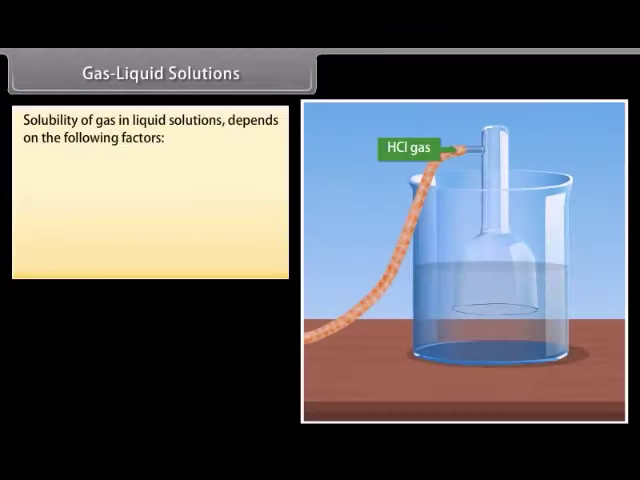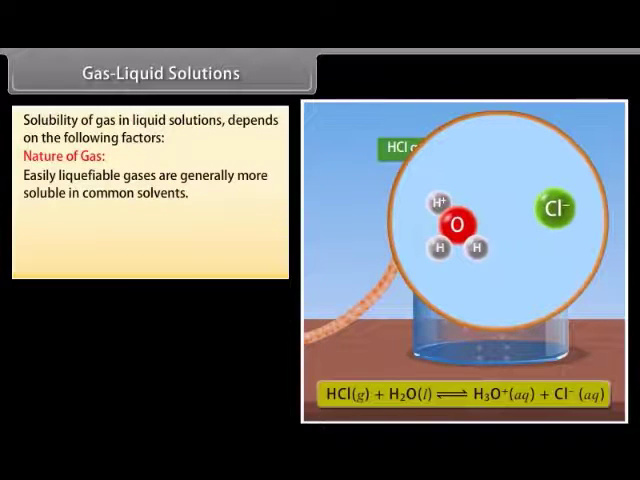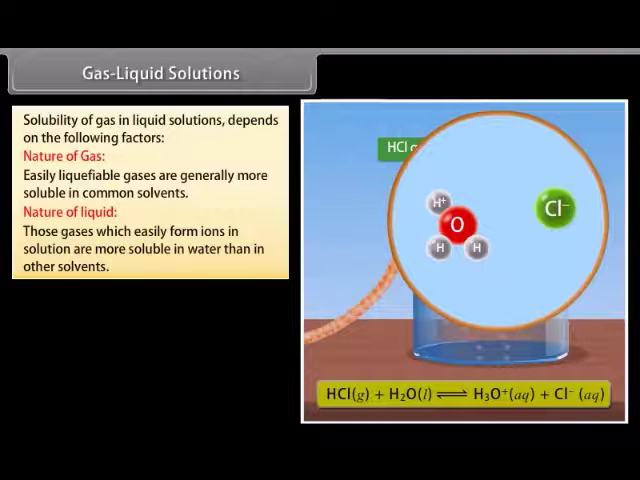Gas-liquid solutions. Gases are generally soluble in water and in other solvents to a limited extent. Solubility of gas in liquid solutions depends on the following factors. Nature of gas. Easily liquefiable gases are generally more soluble in common solvents. Nature of liquid. Those gases which easily form ions in solution are more soluble in water than in other solvents.